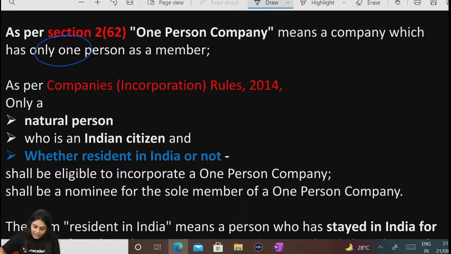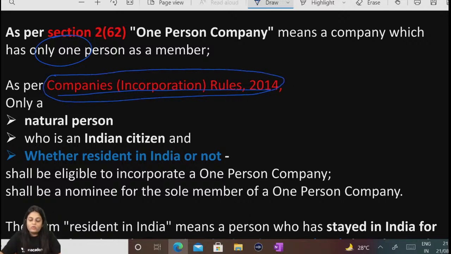Now, please understand, it is not given under the Act. Who can form an OPC, who cannot be a member of OPC, all this is not given under the Act. All of this is given under the Companies Incorporation Rules 2014. When I was teaching you Companies Act, I told you how the rule is written. The name of the rule always appears in the bracket, Companies (outside), Rules (outside), and the name of that specific rule is given in the bracket. That is why it is Companies (Incorporation) Rules 2014, where incorporation is in bracket.